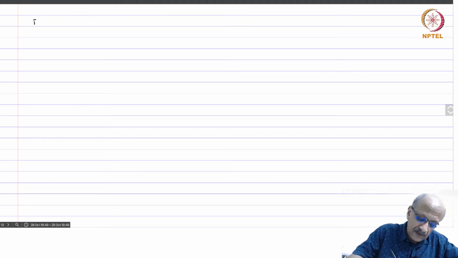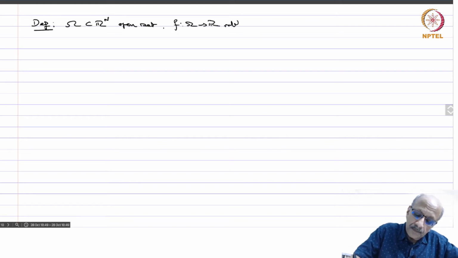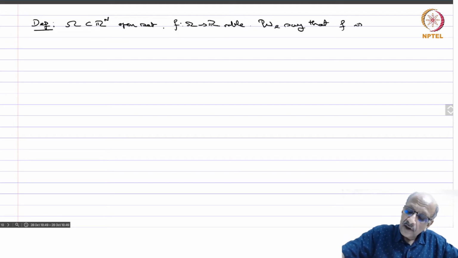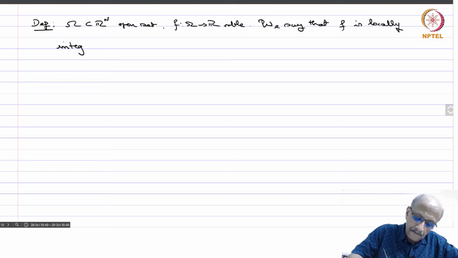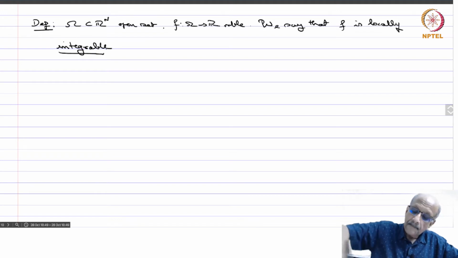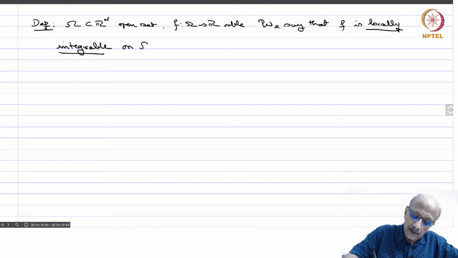Give an important definition. So, omega in R^n open set, f from omega to R measurable. We say that f is locally integrable on omega, and the notation for that is f belongs to L^1_loc of omega.